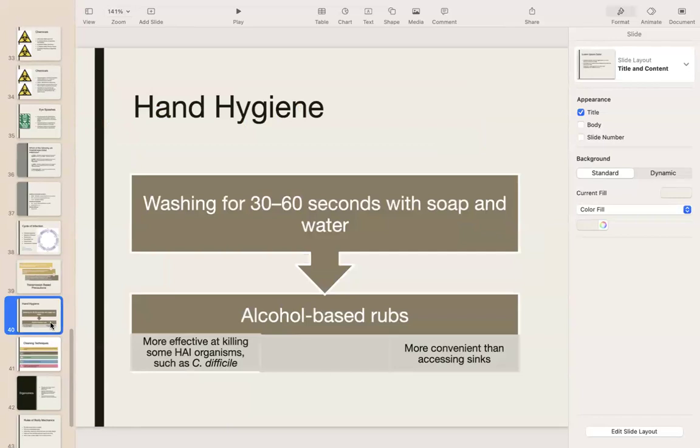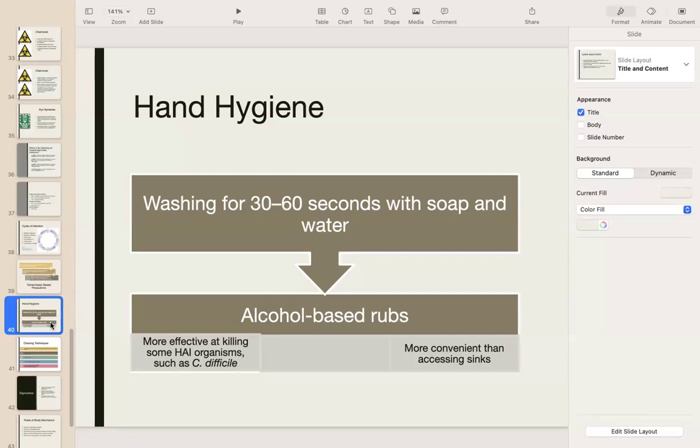The best way to fight the spread of infection is hand hygiene. Hand hygiene can be washing of the hands, or it could be alcohol-based rubs. For washing hands, you should wash between 30 and 60 seconds with soap and water, or like I said, you can use the alcohol-based rubs.